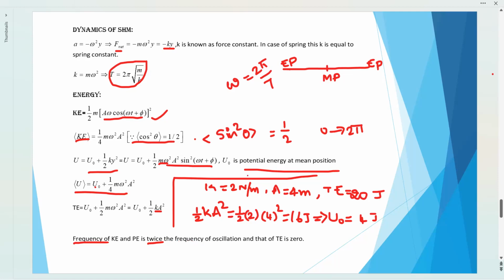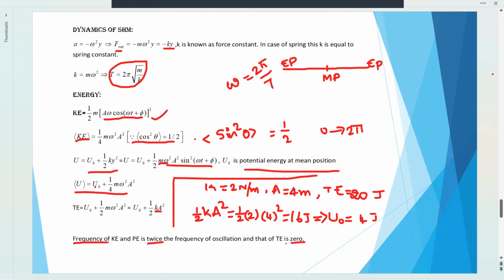I am repeating. In one cycle, potential energy becomes two times maximum and two times minimum. In the same way, kinetic energy becomes two times maximum and two times minimum. That's why the frequency of kinetic energy and potential energy is twice the frequency of oscillation. And that of total energy is zero.